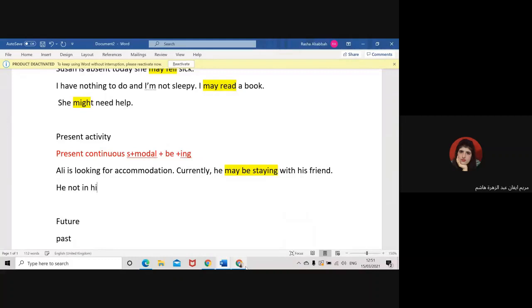He's not in his office now. Maybe he may be in a meeting. Okay. He may be attending a meeting. Or holding a meeting. He may be holding a meeting. Right, Muhammad.